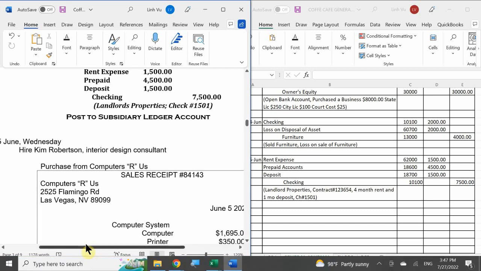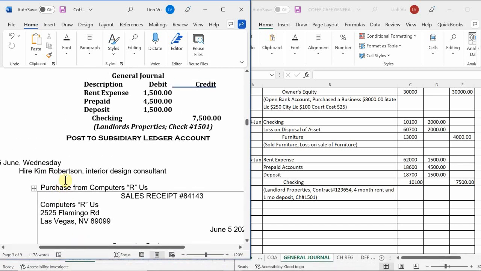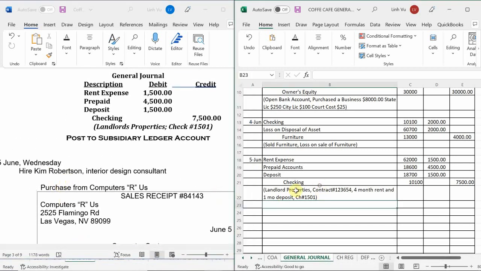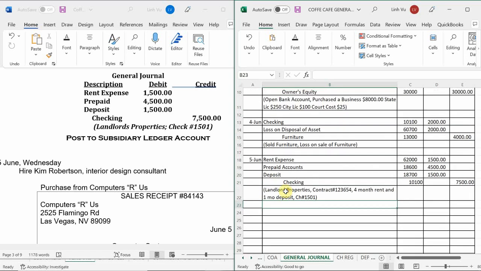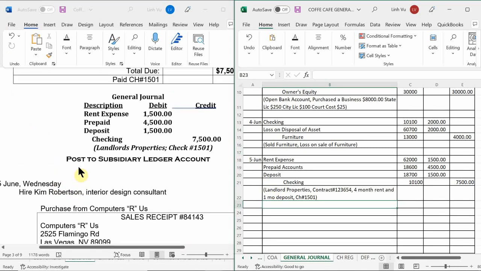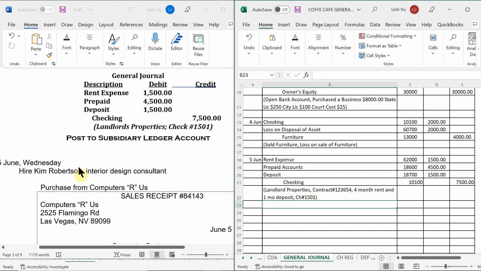So, is this a transaction we need to record? Yes. Why? Because it's a sales receipt. That means we paid out something, or they brought in. We either received or paid out.